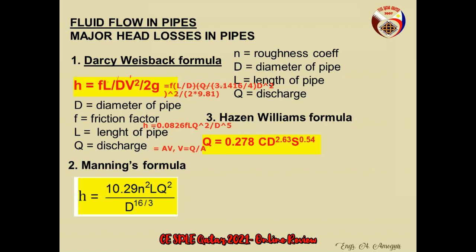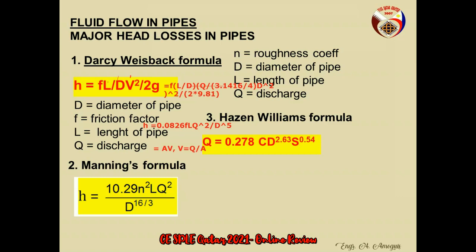So there is also an equation in terms of velocity. Now I suggest you memorize only this one, that's enough. If you want it in terms of velocity, just replace Q with area times velocity, and you can still resolve it. In the pocketbooks, there is an equation in terms of velocity with a different coefficient, so I suggest just one. So, Q equals 0.278 C D raised to 2.63 times S raised to 0.54.